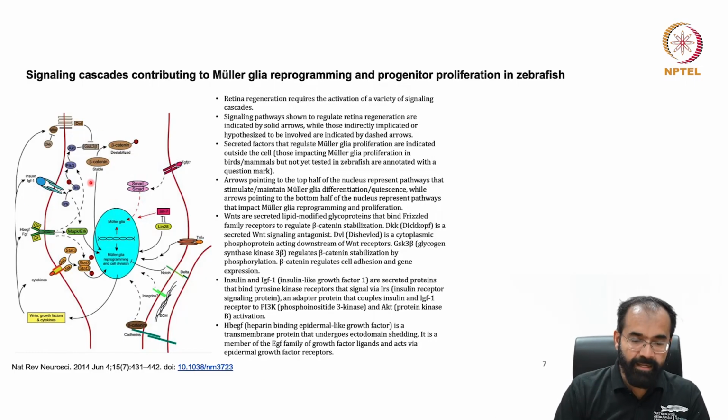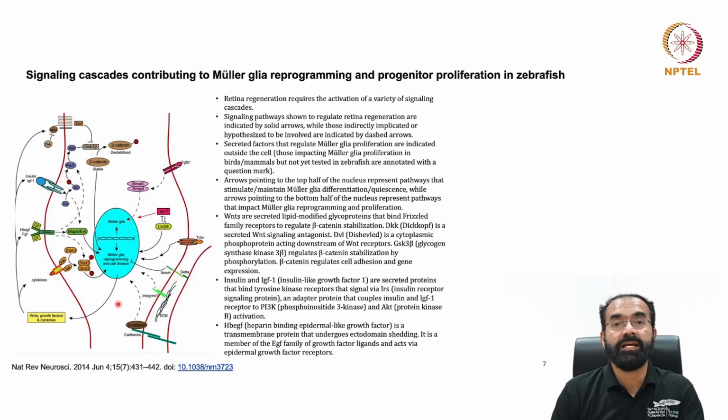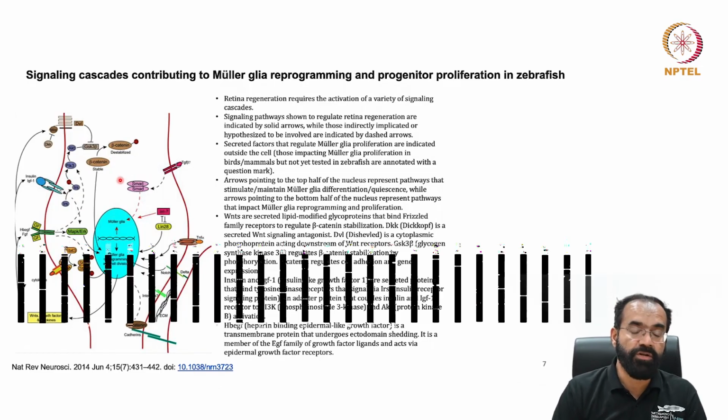As you can see here, this is also taken from this review. You can see there are so many factors. There are membrane bound receptors that HBEGF acts on, insulin and IGF are given here, and DKK, which is a negative regulator of Wnt signaling, is given here, because these are all secreted factors outside the cell. Inside the cell, this is the nucleus and this is the cytoplasm. Outside the nucleus is the cytoplasm, and this is the membrane. This is the nuclear region of the Muller glia itself.